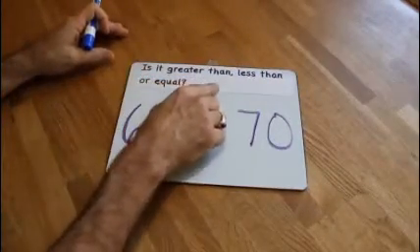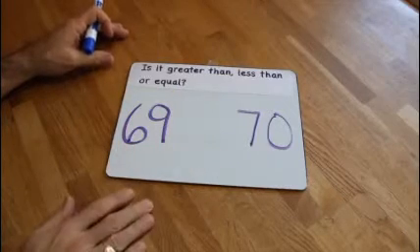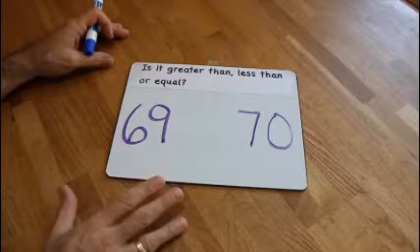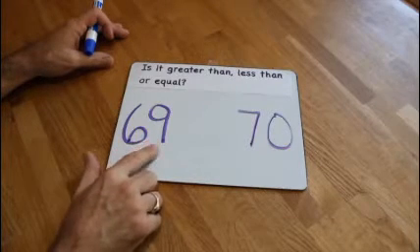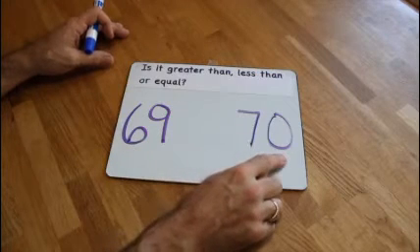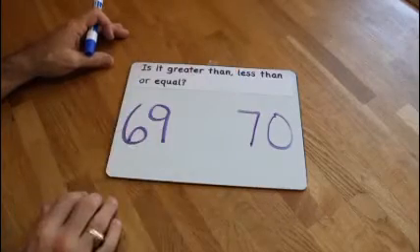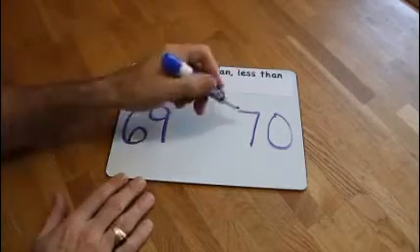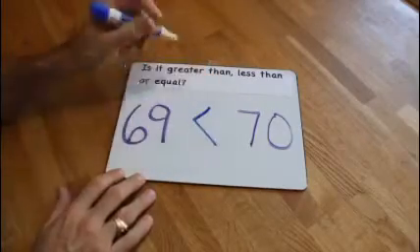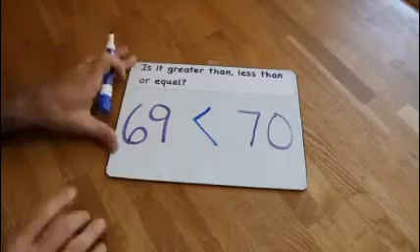Is it greater than, less than, or equal? Are they equal? Are they the same number? No, they're not. Okay? A little bit bigger numbers. This one has 6 10s and 9 ones, 69. This has 7 10s and 0 ones, 70. Which one's the greater number? 70 is greater. It's 1 more than 69. So let's eat that 70 and we read this. 69 is less than 70.